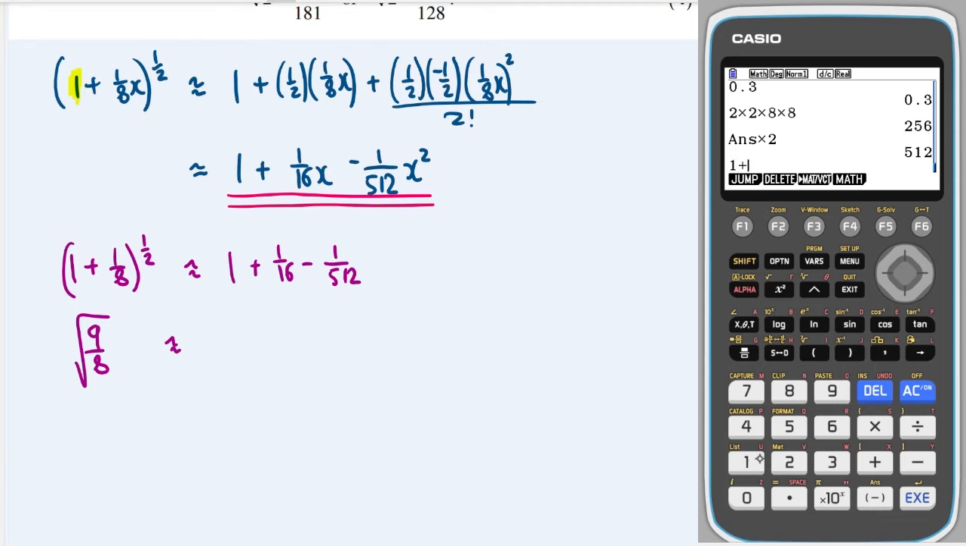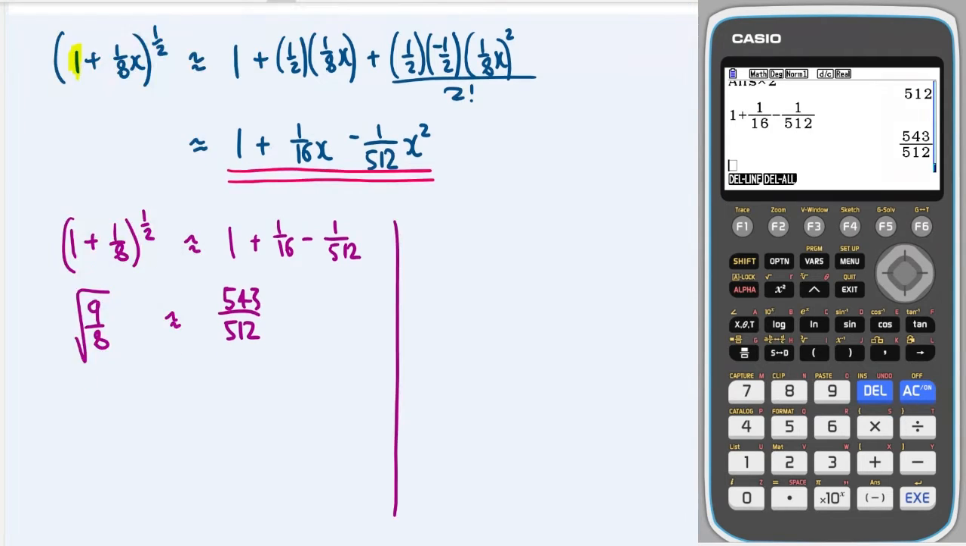1 plus 1/16 minus 1 over 512. That's going to give us 543 over 512. And this gives me 3 over 2 root 2 is roughly the same as 543 over 512.